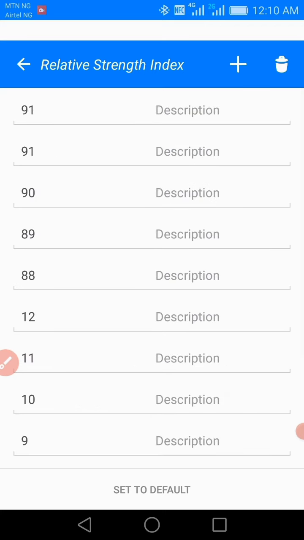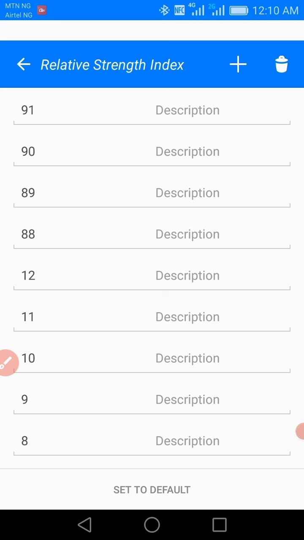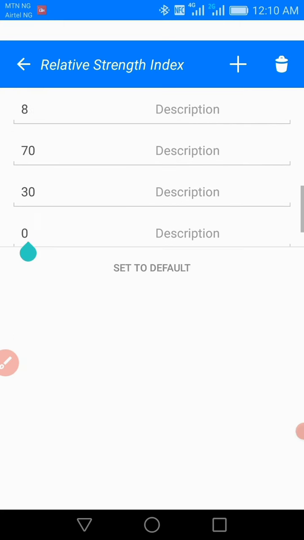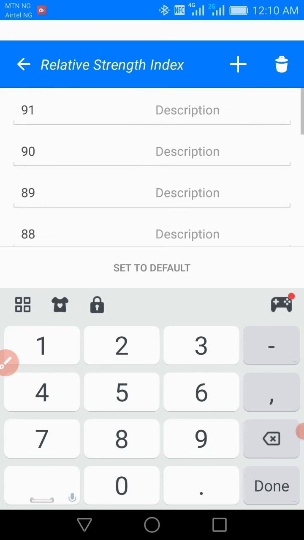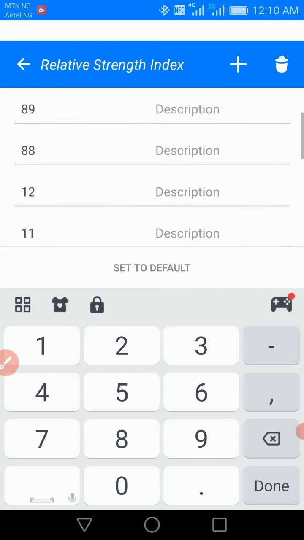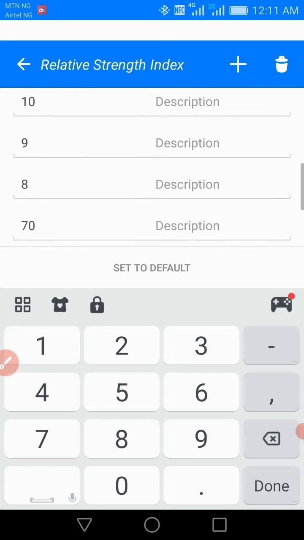Take note of the levels. We actually have 91. Okay, we have 91, 90, 89, 88. Then we have 12, 11, 10, 9 and 8. Now this is supposed to be 92. Okay, include 92. So we have 91, 90, 89, 88, 12, 11, 10.